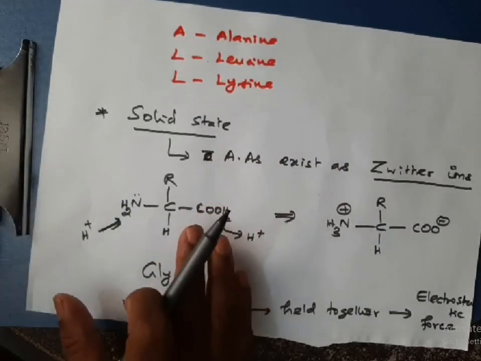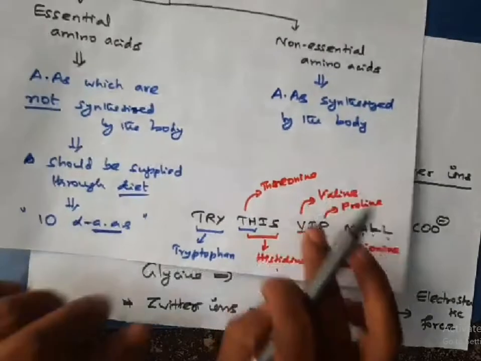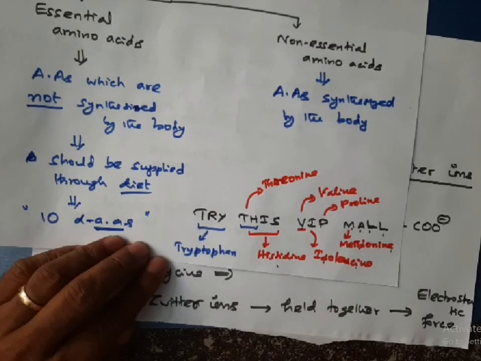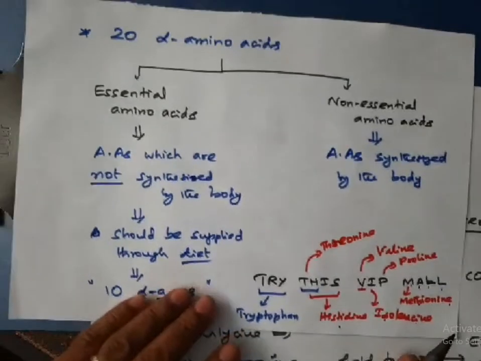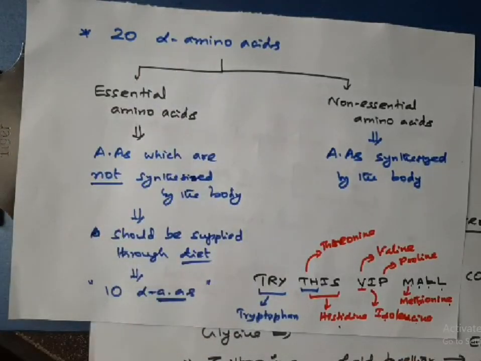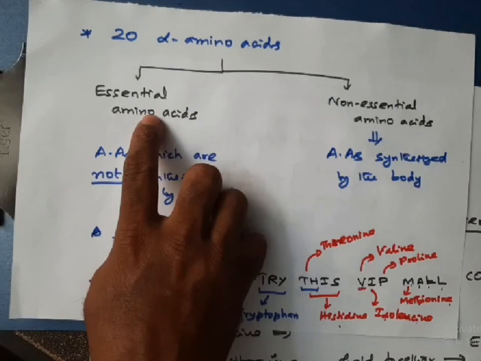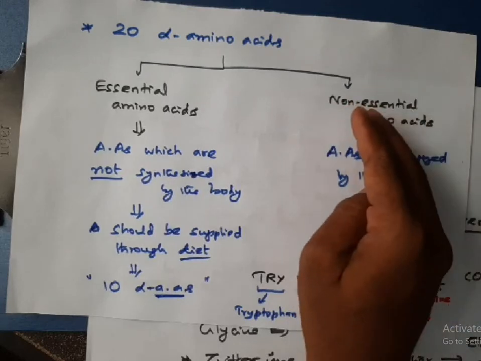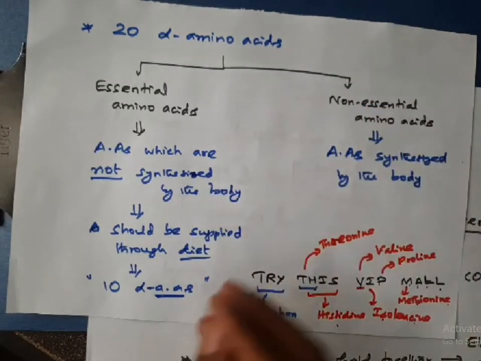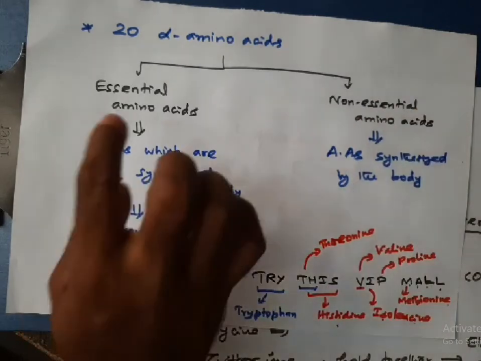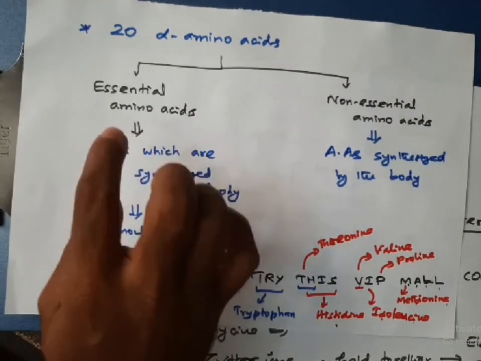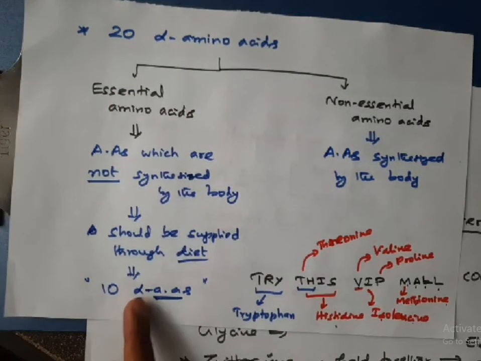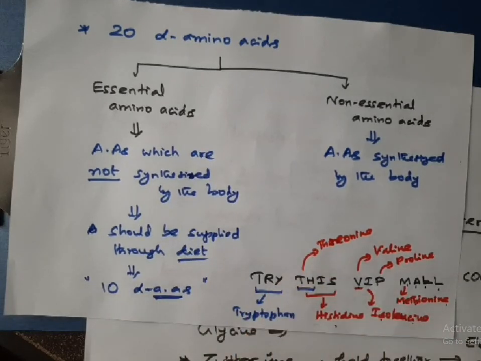So to remember the 10 essential amino acids, just keep this sentence in mind: try this VIP mol. Remember, students, out of 20 alpha amino acids, 10 are essential and the remaining 10 are non-essential. Non-essential means those amino acids are synthesized by the body itself. You need not worry about them. Whereas some amino acids are not synthesized by the body. Those amino acids are called essential amino acids. We have 10 essential amino acids and these are the 10.